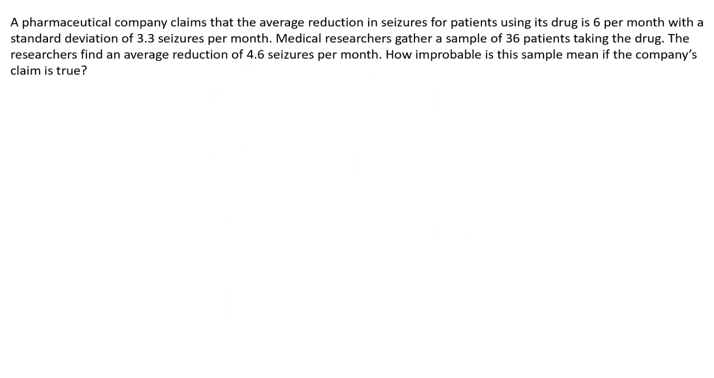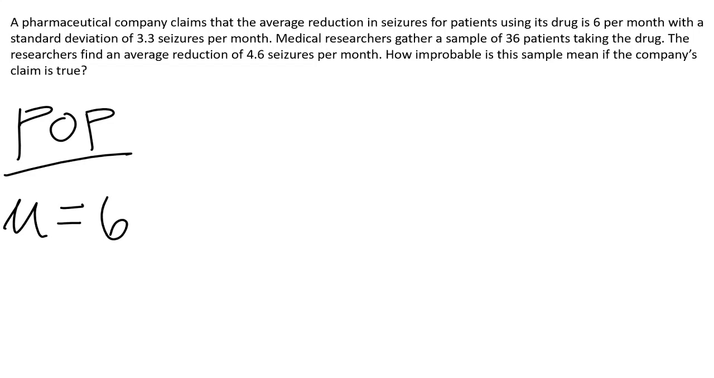So on to our problem. A pharmaceutical company claims that the average reduction in seizures for patients using its drug is 6 per month, with a standard deviation of 3 seizures per month. So let's stop there and put down our information. For our population, we have a mean of 6 and a standard deviation of 3. Okay, now I'll keep reading.